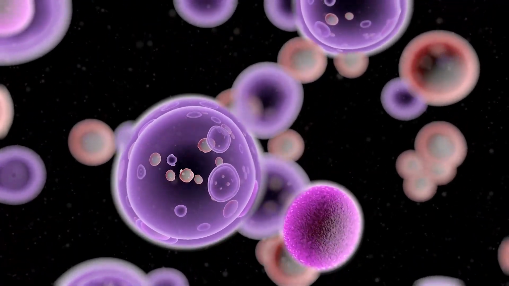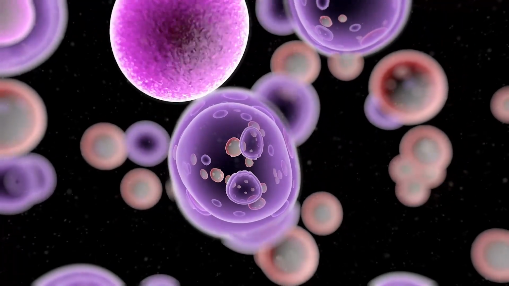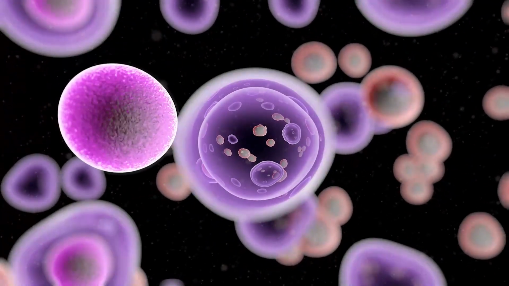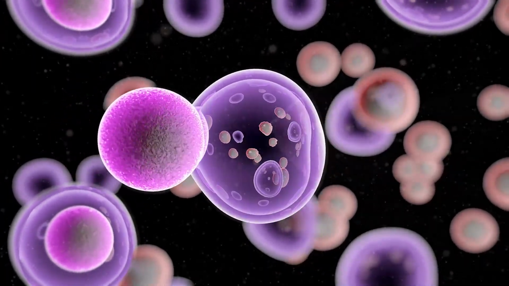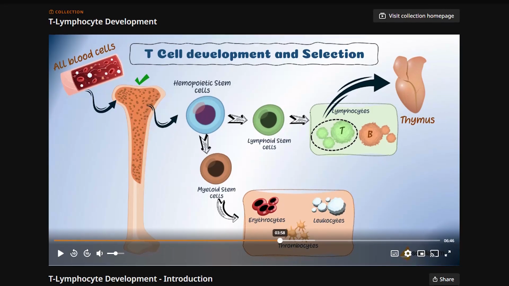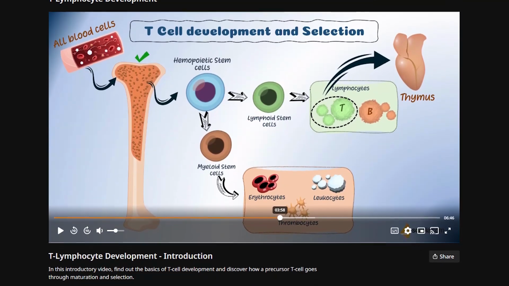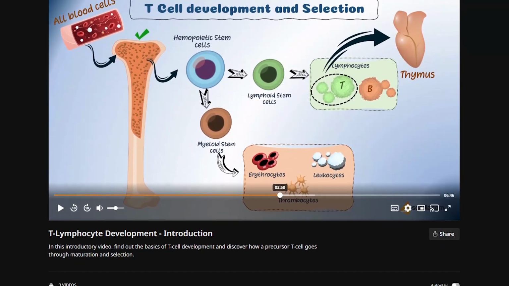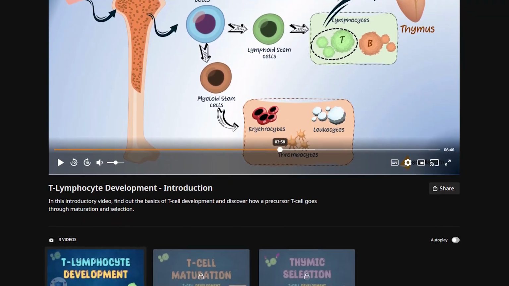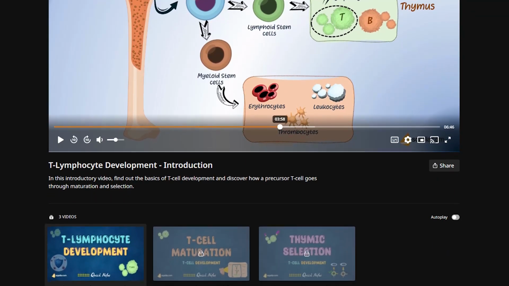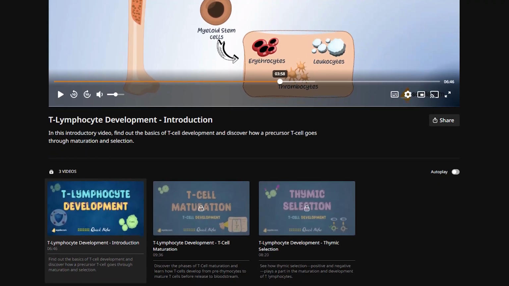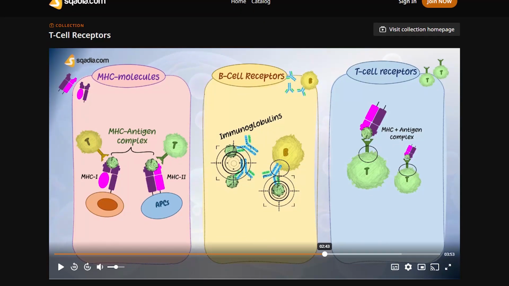And we have made a series of videos on this very important component of the adaptive immune system, where we have discussed almost all aspects related to T cells, such as its development within the thymus under the title T lymphocyte development. Then we have talked about T cell receptors, which are one of the most important adornments of T cells, under the title T cell receptors.